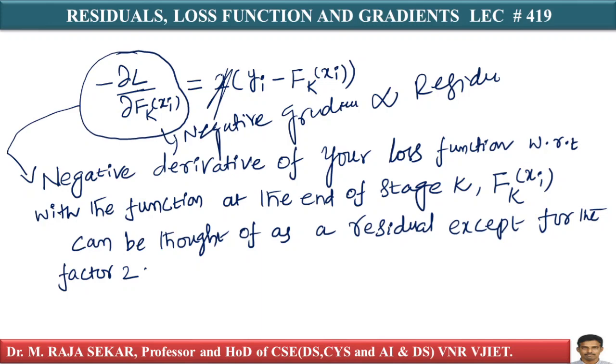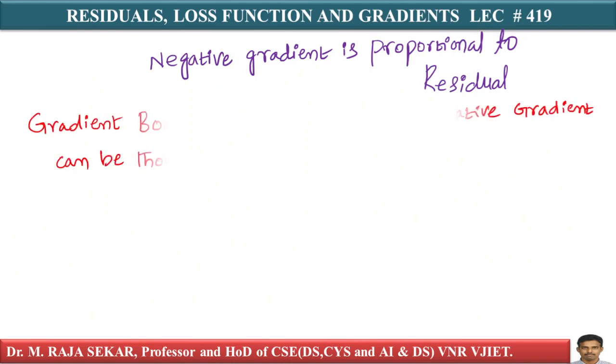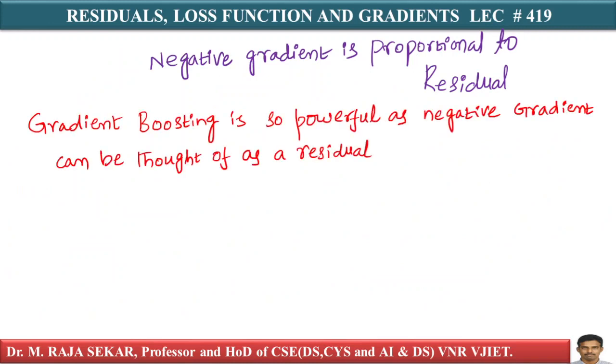So this is the big leap in gradient boosting. The reason gradient boosting is so powerful, first let me repeat, this point is very important: negative gradient is proportional to residual. The reason gradient boosting is so powerful is because of this analogy. The negative gradient can be thought of as residual. It is approximately equal to residual, often called pseudo residual.